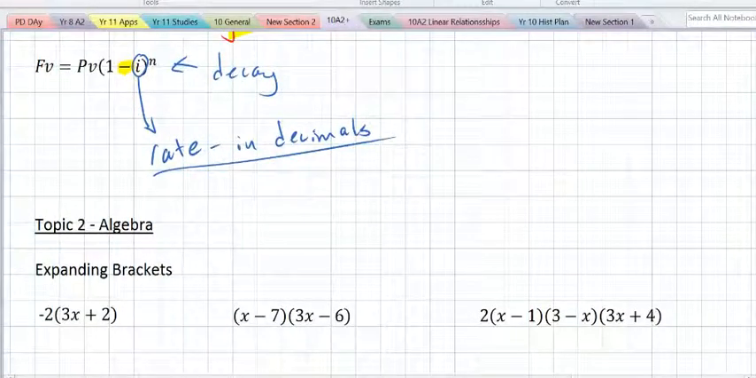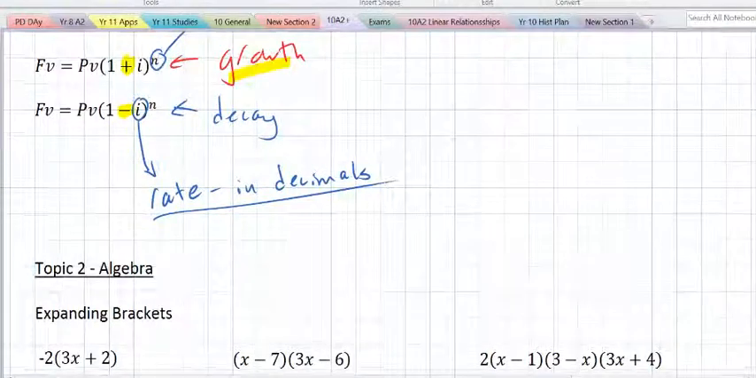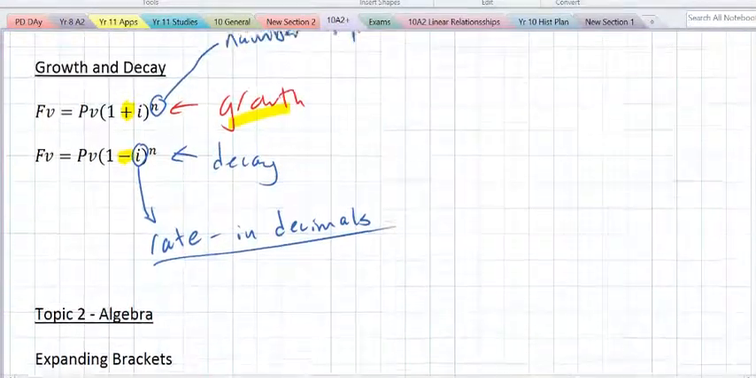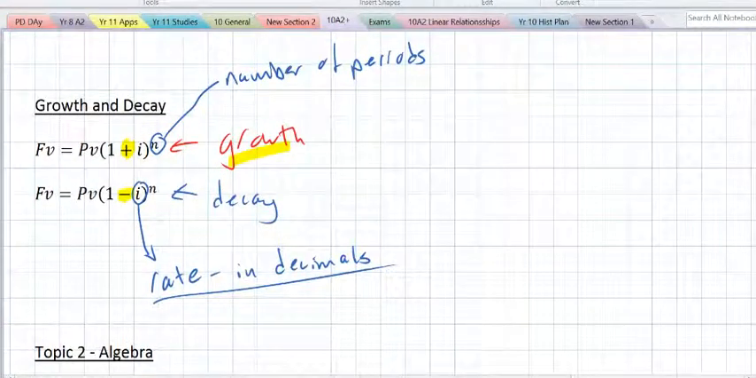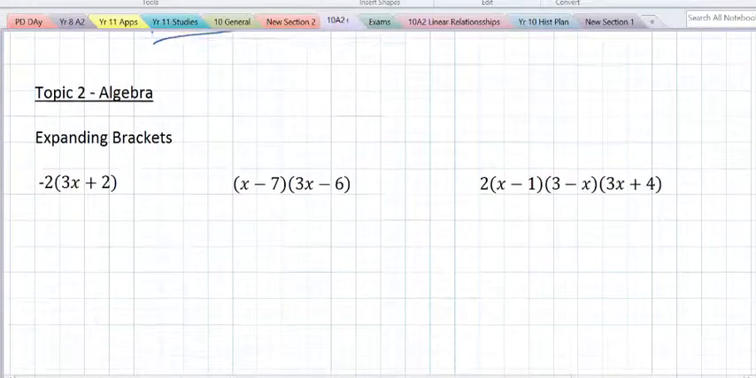Algebra. Go on to your next square. We're going to the next page. You'll have to condense them down later. You can't have one page, it won't fit. I is rate, and has to be entered in decimals.